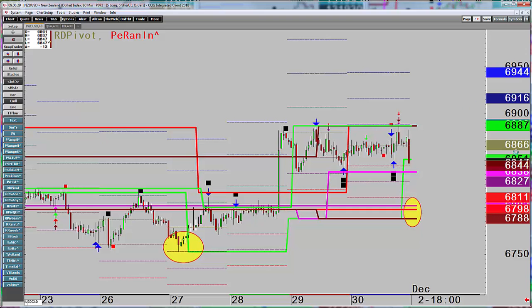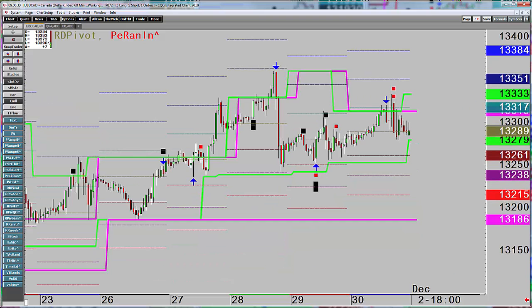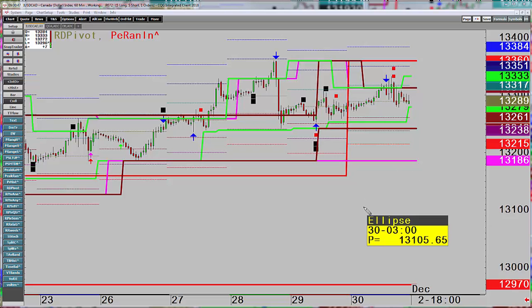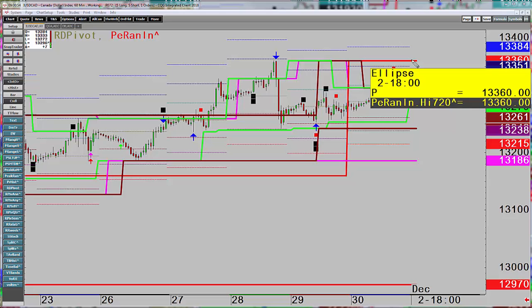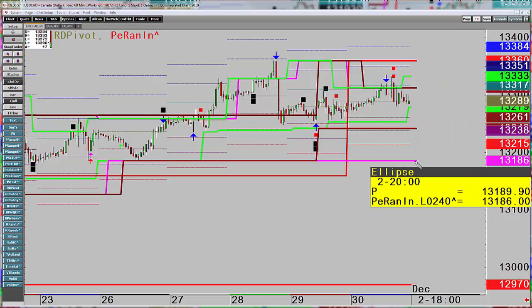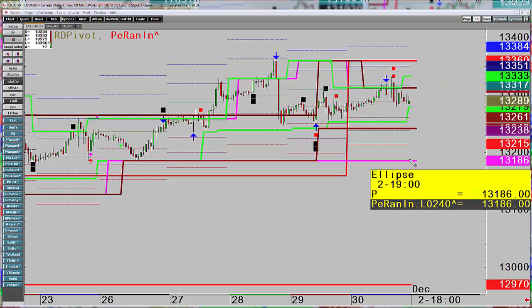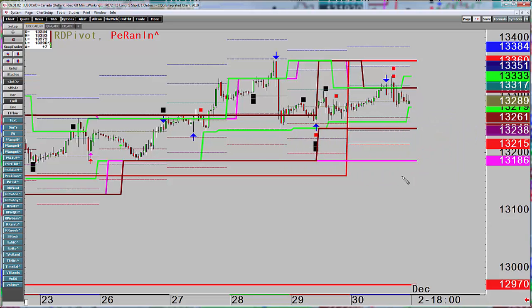Dollar CAD. Pretty quiet for dollar CAD. It's buffeted a little bit by oil, I suppose. Resistance pretty strong, 133.60. Line in the sand below 131.86, but not much to report there.